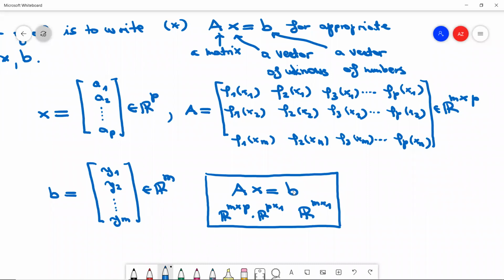This is one of the solutions, and all the other solutions can then be obtained by just adding to this specific solution some vector from the kernel of the matrix A. Okay, this is just the introduction to the chapter on generalized inverses. Are there any questions?